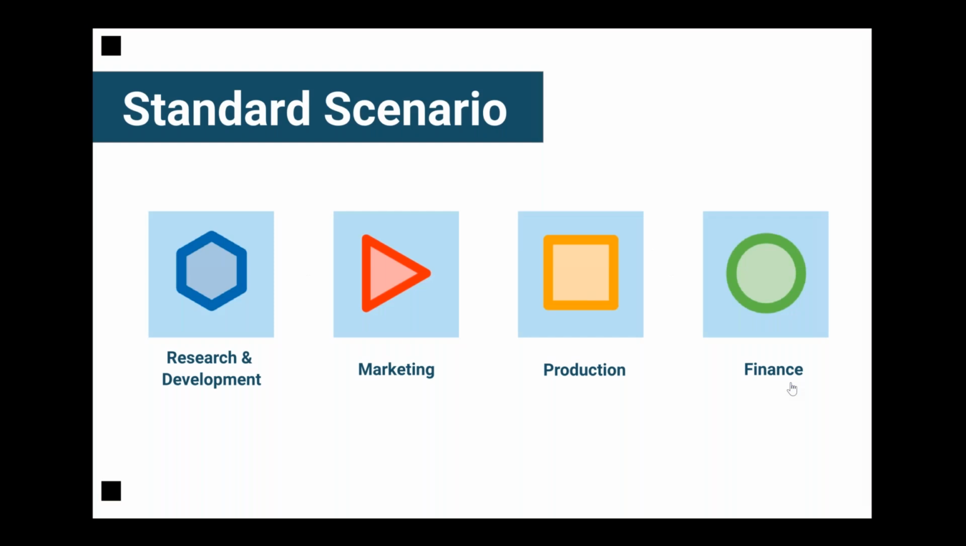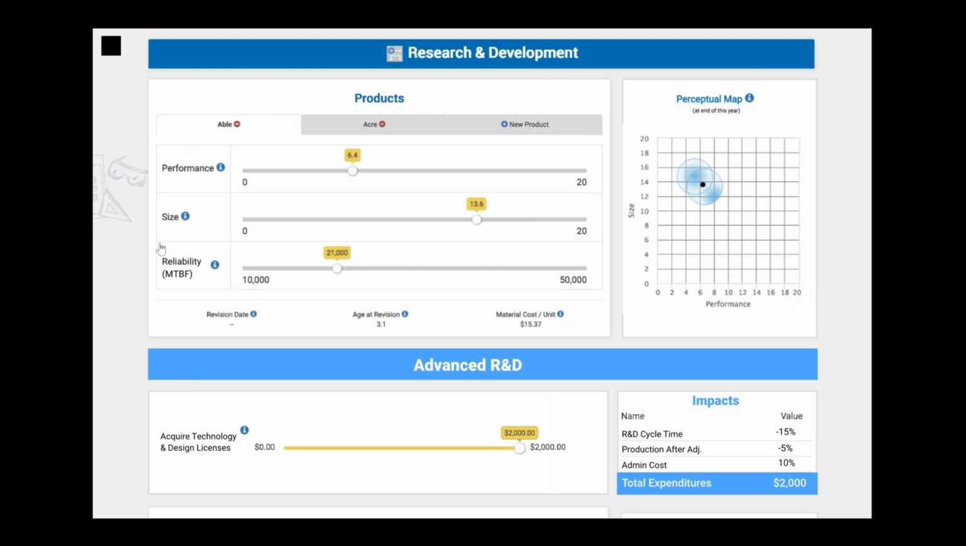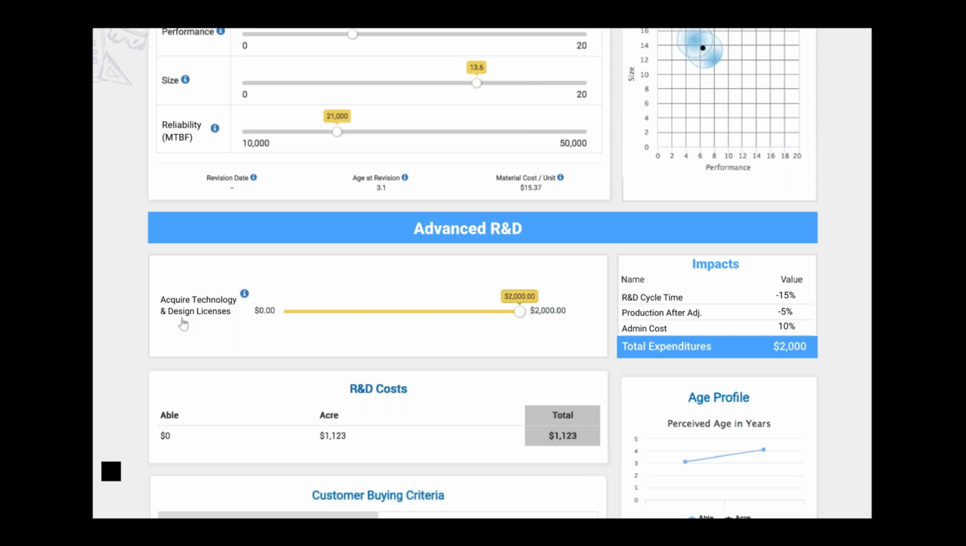And so when we take a look at this standard scenario, we have, again, each of the four departments, but in this case, we dive deeper into research and development and add decisions. And now all of a sudden, we have an advanced research and development area. So let's actually take a look at what this looks like in the interface. Here we see this research and development page once again, and we can see our three standard decisions. And then if we scroll down just a touch, we see the advanced R&D near the bottom of the page. And there's one decision here to acquire technology and design licenses.